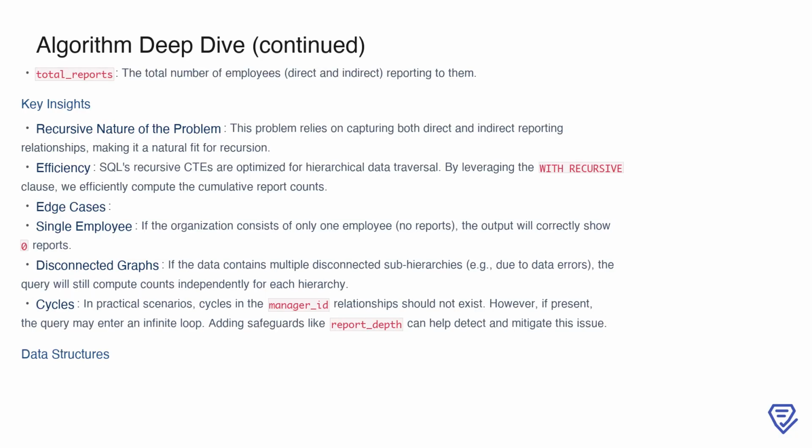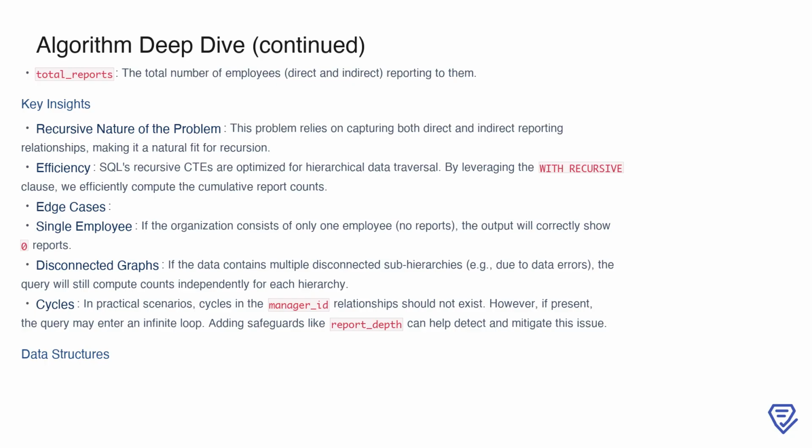The output of this query is a table where each row corresponds to a manager and the total number of employees reporting to them. The manager_ID column identifies the manager, and the total_reports column provides the calculated count of their direct and indirect subordinates. This query utilizes recursion to capture the hierarchical relationships, allowing it to handle complex reporting structures efficiently.